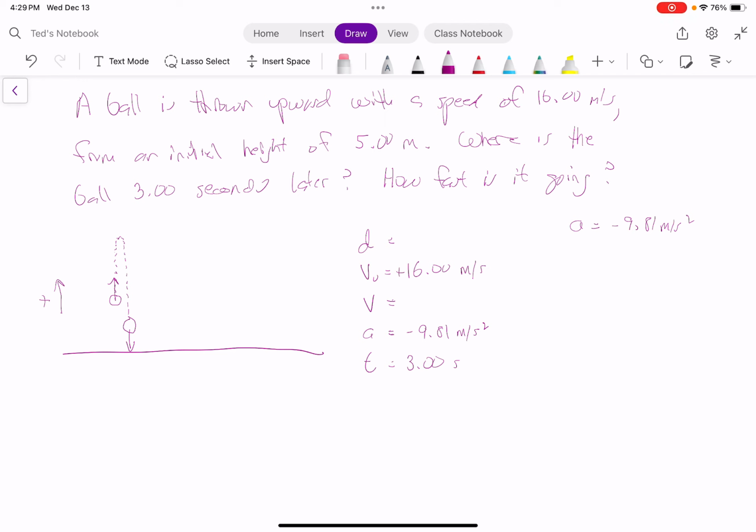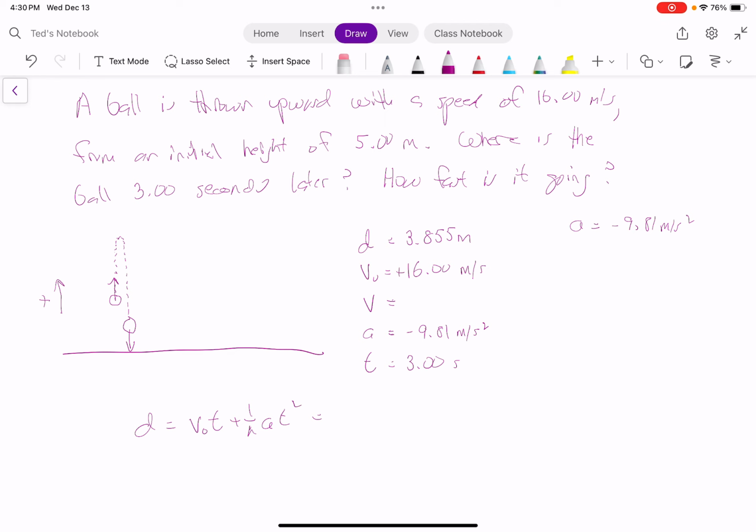So my displacement is equal to V0 t plus 1/2 a t squared. So if I plug those numbers into my calculator, I get V0, which was 16, times 3 plus 0.5 times the acceleration, which is negative 9.81 times 3 squared, and so I get a displacement of 3.855 meters. Now, what does that mean?